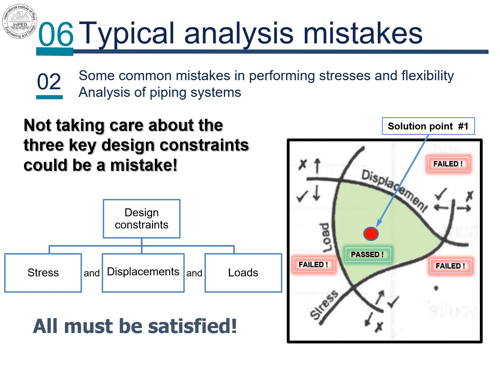For example, if we have a look at solution point number 2, displacements criteria is yes, load criteria also yes, but stress criteria is no. So the overall status is not good, or the system has failed the analysis.